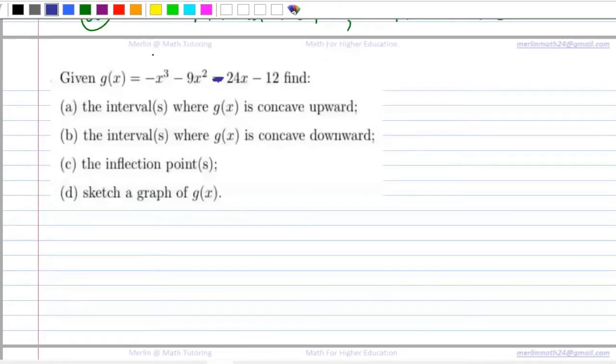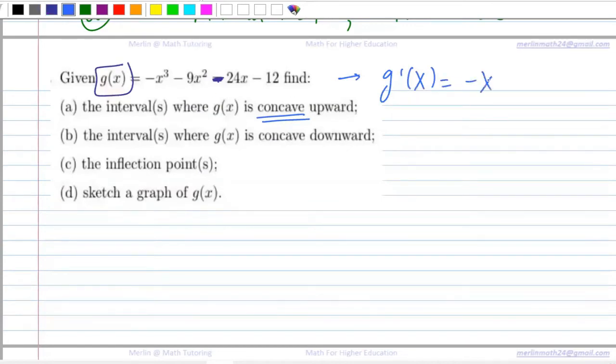Sometimes you have this question all together, like the increase, decrease, maximum, minimum, and then concavity in one given function. Now they put here another function and they ask you to do the concavity and then the inflection, and then you want to sketch. So you want to start from the given function. To reach concavity, you want to pass by the first derivative and then reach the second derivative. So you should do g prime first.